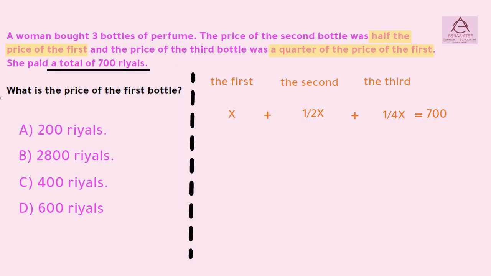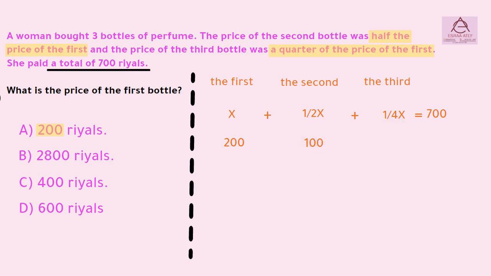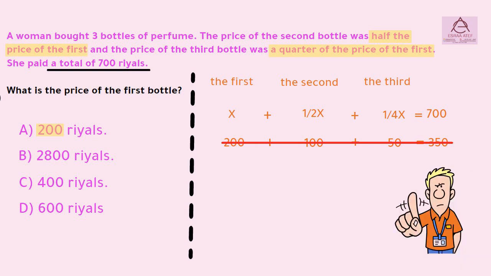Now how to solve it. We can try the choices. The first choice is 200. So in x we will put 200, in half of x we will put 100, and in a fourth of x we will put a fourth of 200, which is 50. So 200 plus 100 plus 50 is not 700, so it's not the correct choice.